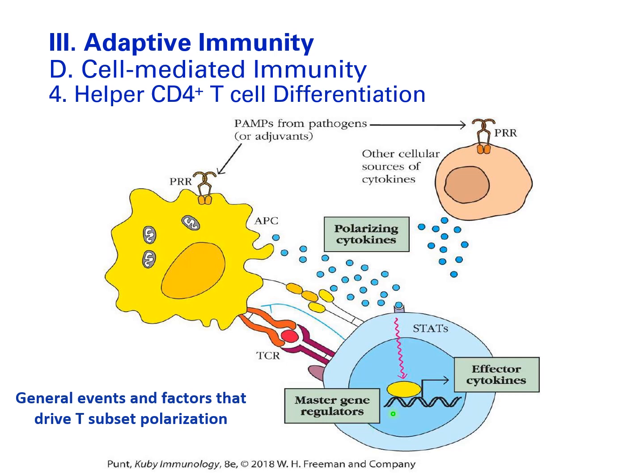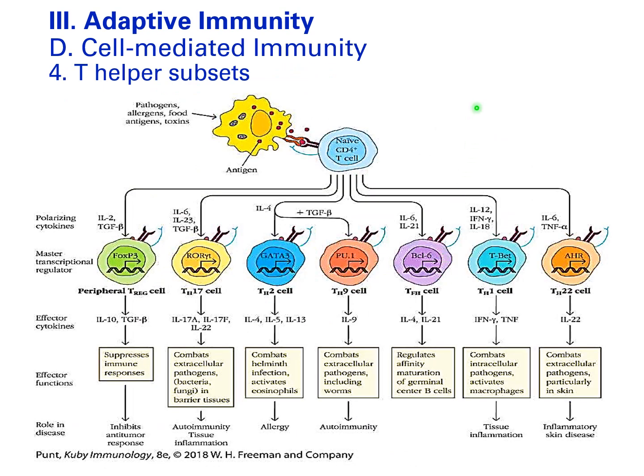These master gene regulators in turn regulate gene expression, including effector cytokines, which define the function of each subset. These are the T helper subsets we were referring to in the previous slide.